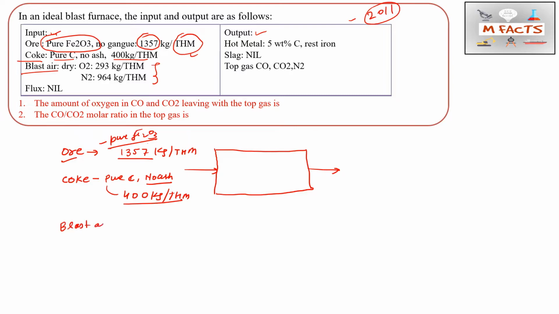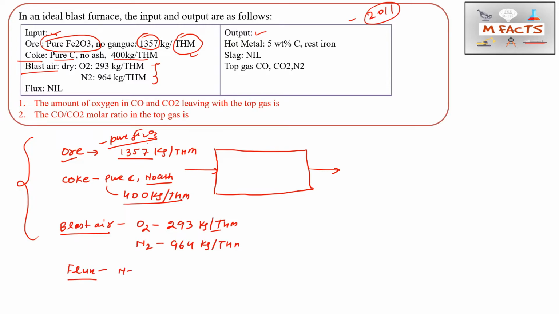This blast air is injected where we require extra oxygen. They have given the weight of the blast air: the oxygen content is 293 kg per THM. It means if you want to produce 1 ton of hot metal, we need blast air in which the oxygen content is 293 kg, and the nitrogen content is 964 kg per THM. Hope you have understood this input side. One more thing they have given is flux. We also use fluxes, but here they are not using any flux, so this is nil.